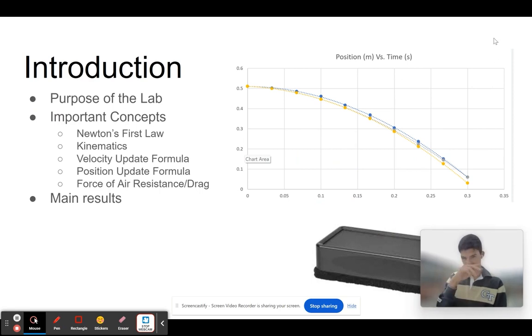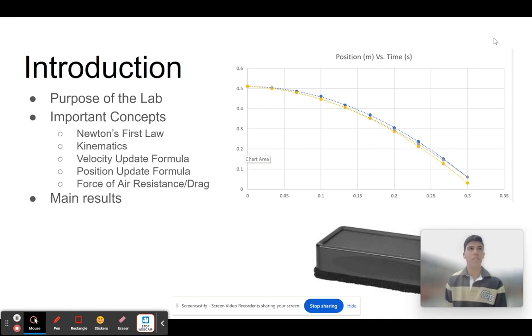So, introduction. The purpose of this lab is to observe the motion of a falling object that is falling vertically. Some important concepts include Newton's first law, and kinematics, an equation that will help us in our iterative process that relates the acceleration, velocity initial, and position initial to help us find and predict the final position.